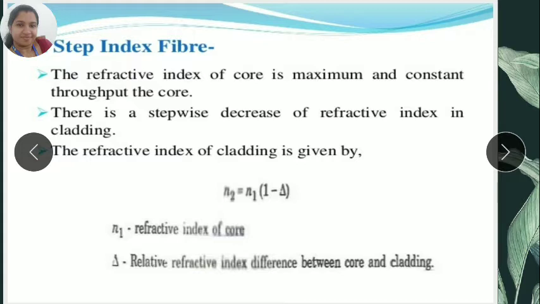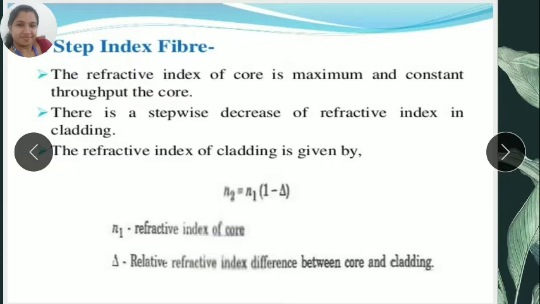Then consider the outer covering. For the outer covering, refractive index is less than that of the cladding. So there is a stepwise decrease of refractive index from the center to the outer covering. So the refractive index of core has maximum value and is constant throughout the core.